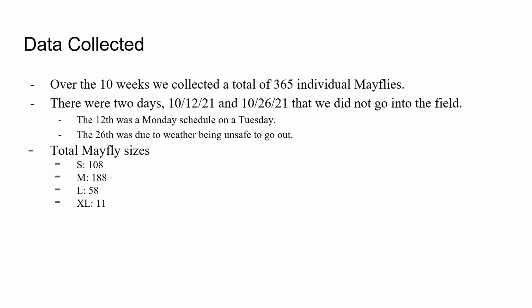In our serber net, we had 8 small, 26 medium, 11 large, and 3 extra large. On November 16th, we had in our kick net 2 small, 5 medium, 2 large, and 1 extra large. And in our serber net, we had 1 small, 6 medium, 1 large, and 0 extra large.